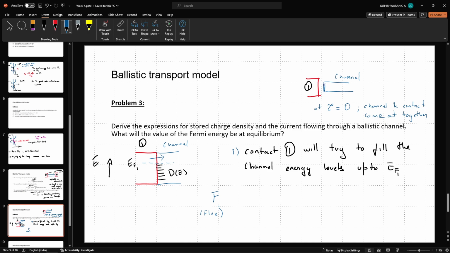So if it's a 1D channel, the flux is literally the number of electrons that are moving. There is no per unit area. If it is a 2D channel, number of electrons moving per unit length along the width of the channel. If it is a 3D channel, number of electrons moving through the channel per unit cross-sectional area. So the units of flux will change based on the dimensionality of the channel. Please keep that in mind. However, we shall not be looking at the units of the flux, but just for the sake of clarity, I am mentioning that.